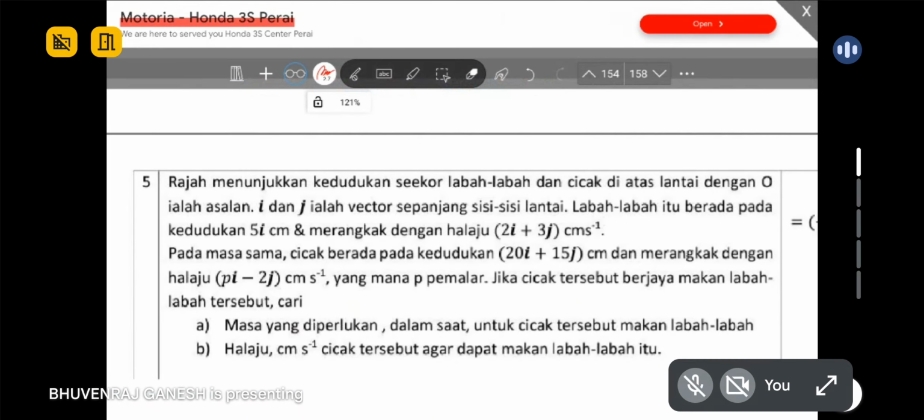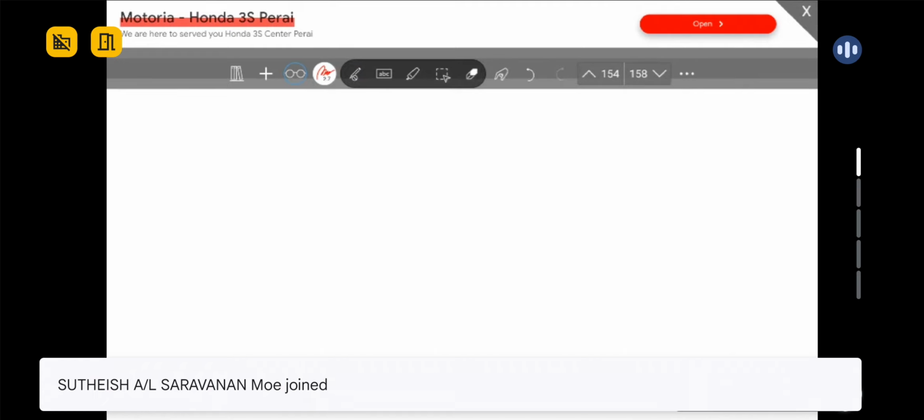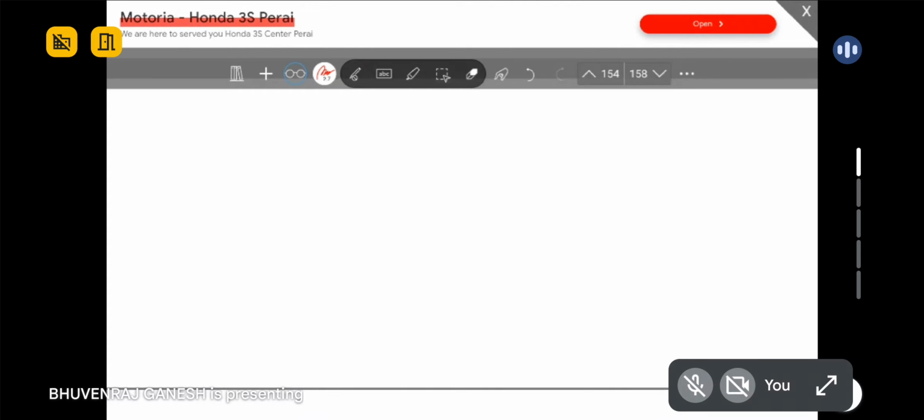Next one. So now daily life question. When they say daily life, confirm is something you can see in daily life. Now they are talking about laba-laba and cicak, spider and lizard. Guys, common sense question. Before you talk about maths, common sense first. Between spider and lizard, cicak dan laba-laba, mana yang lebih pantas?